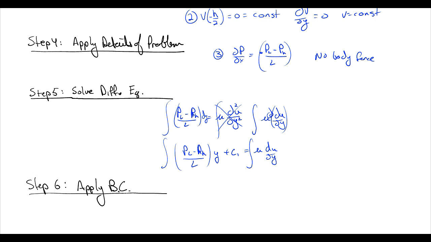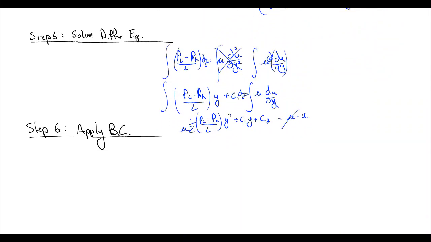dy, and we get 1/2 (PL minus PH) over L y squared plus C1 y plus C2 is equal to mu times u. So let's actually divide both sides by mu. So this is (PL minus PH) over 2 mu L times y squared. Now these are just two constants, so if we divide by something, the constants just absorb it, right? And they're like, okay, I'm still a constant that you don't know.